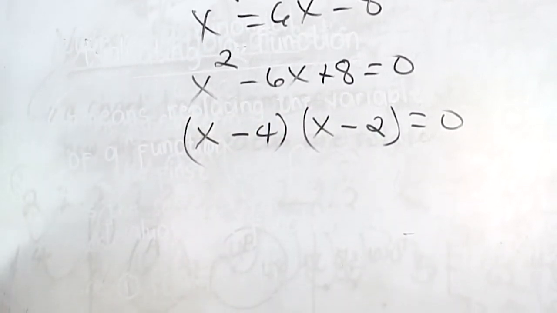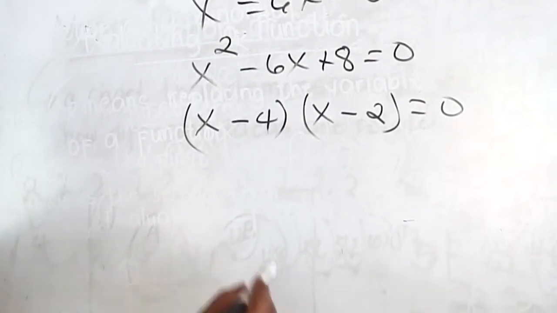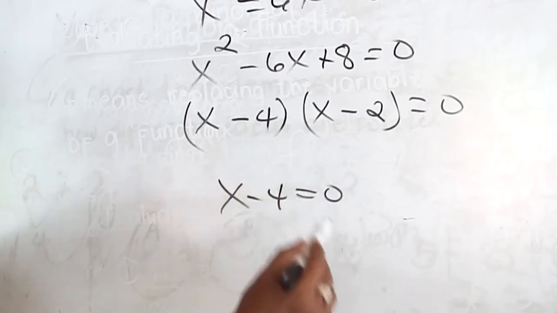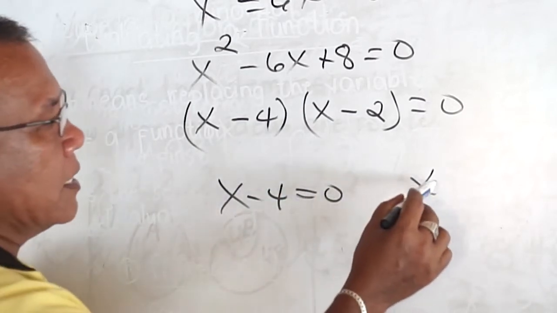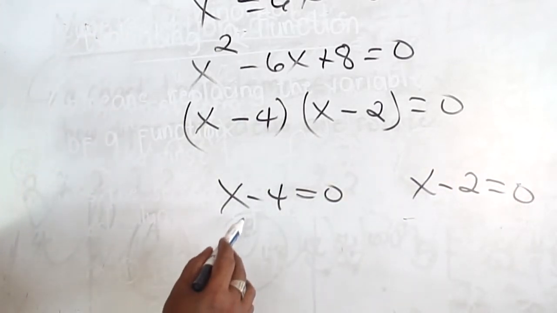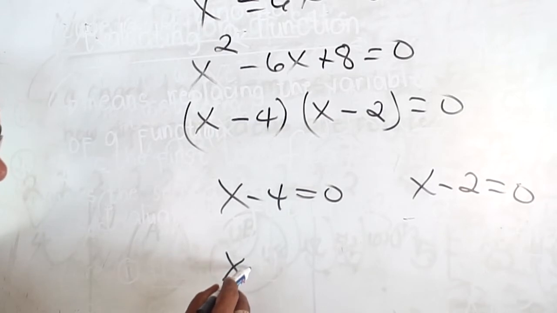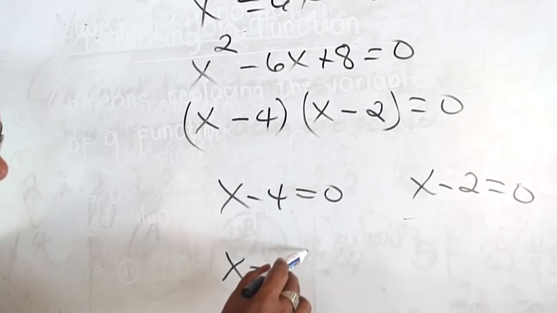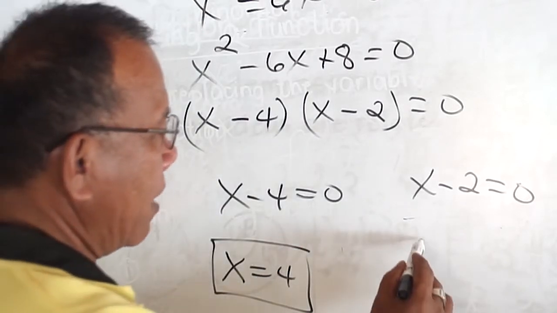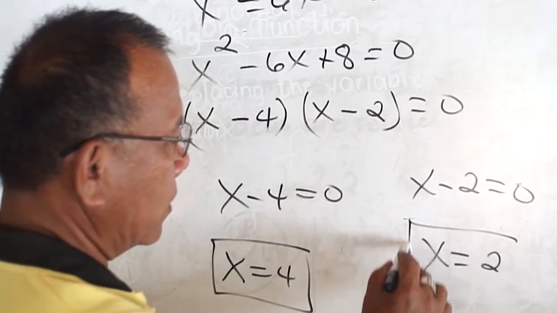After that, equate the resulting factors to 0. So we have x minus 4 equals 0, then x minus 2 equals 0. Then the first solution is x equals positive 4, and the second solution is x equals positive 2.